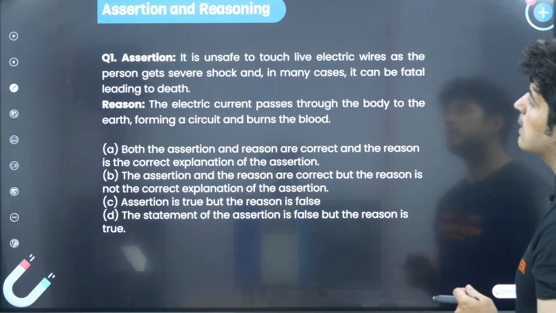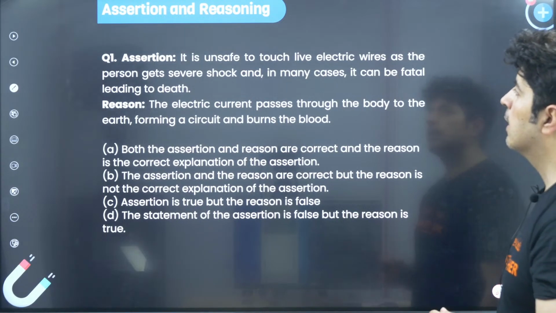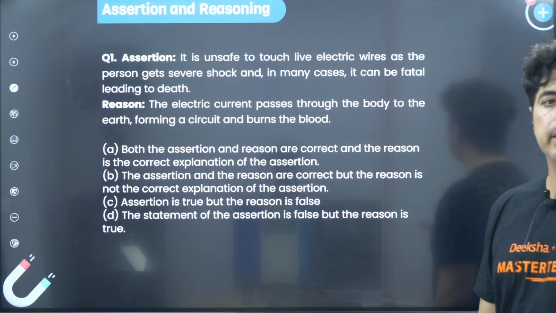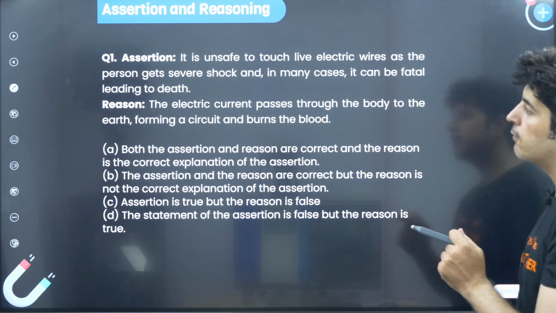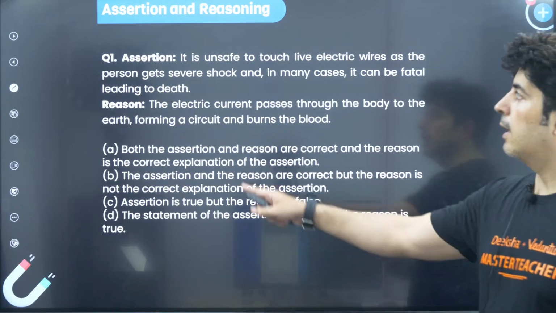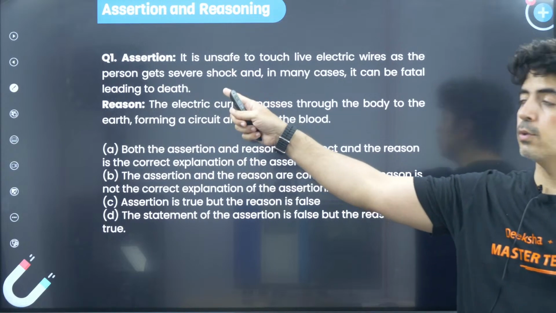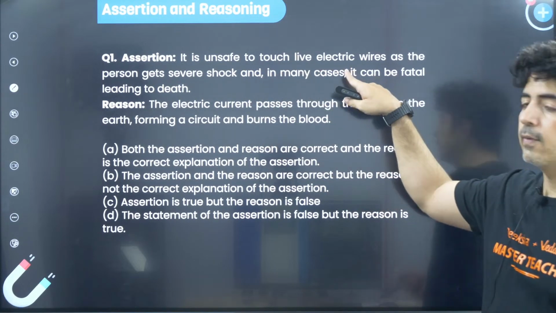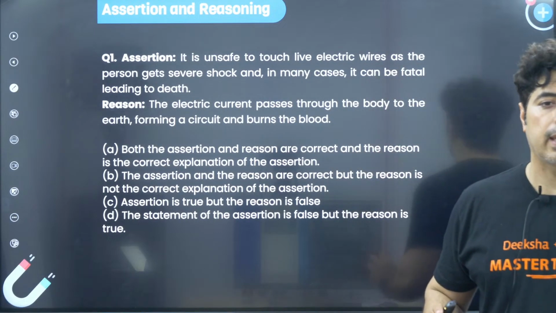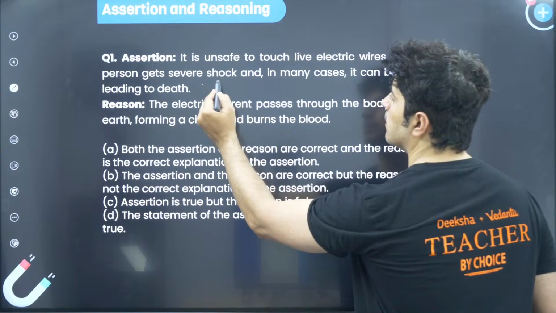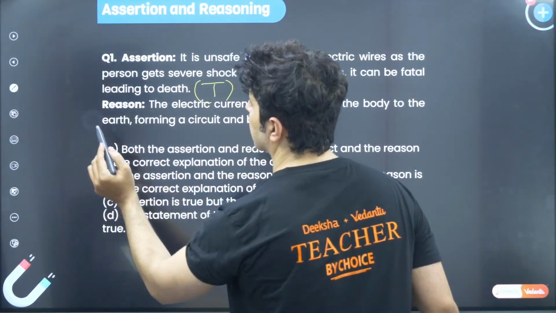Assertion: it is unsafe to touch live electric wires as the person gets a severe shock, and in many cases it can be fatal, leading to death. Reason: the electric current passes through the body to the earth, forming a circuit and burns the blood. Is the assertion correct? It is absolutely. You are not supposed to touch live electric wires. Why? Because it completes the circuit and you may even die. So this is absolutely true.